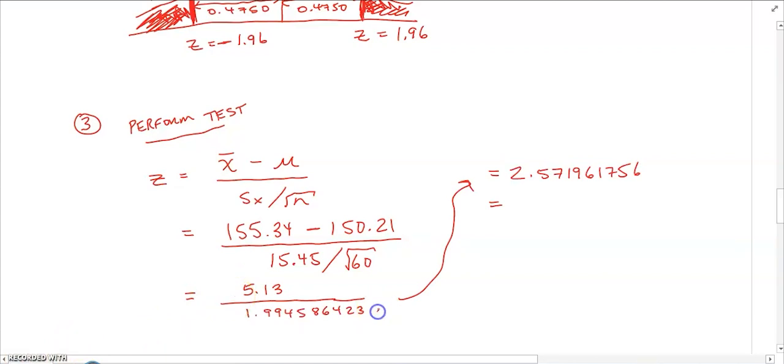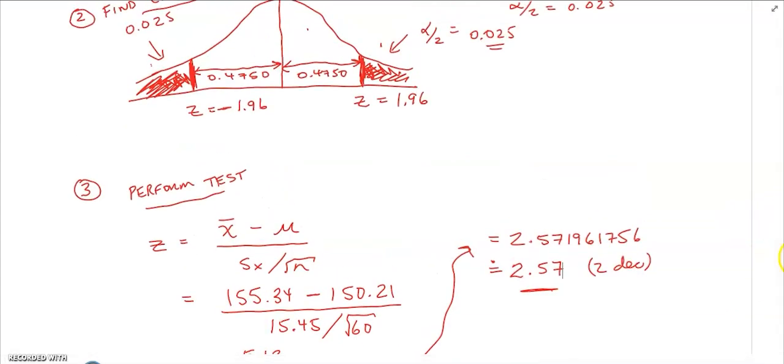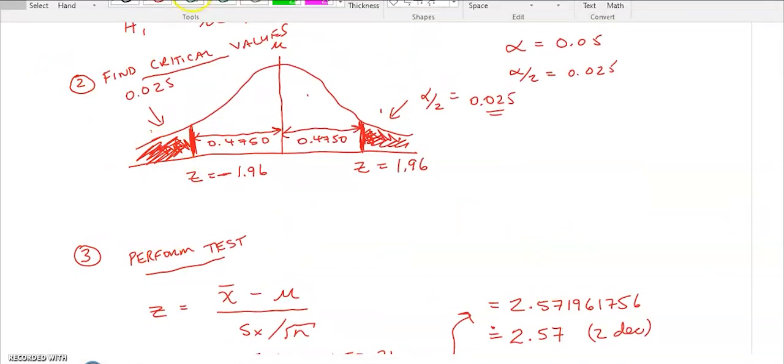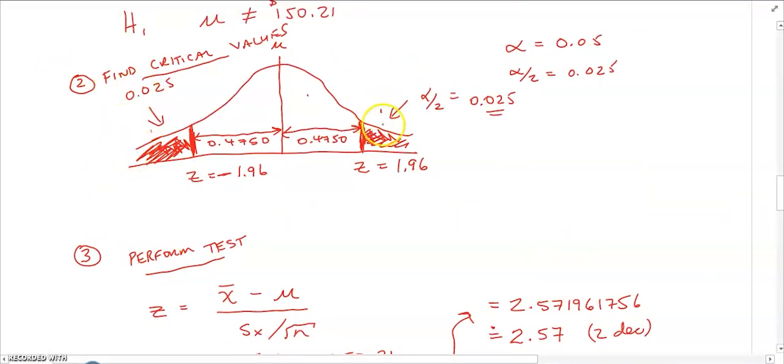Once again, realize I do not round indiscriminately. I keep all values unrounded until the very end, and now I round to 2 decimal places, 2.57. Once again, 2 decimal places for Z. I'm going to show that it's approximately equal. Now I'm going to plot this into our drawing up here. Here's 1.96, so 2.57 is in the critical region, right? So Z is equal to 2.57, that's your test value.